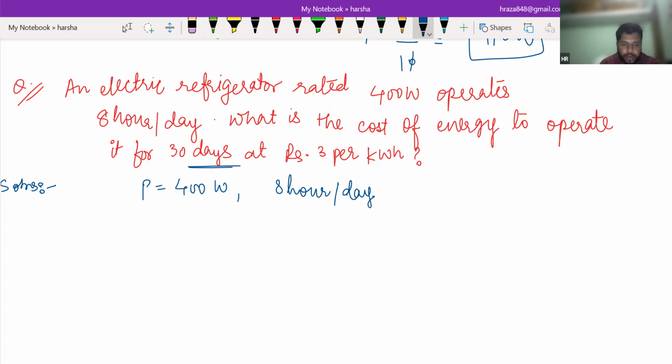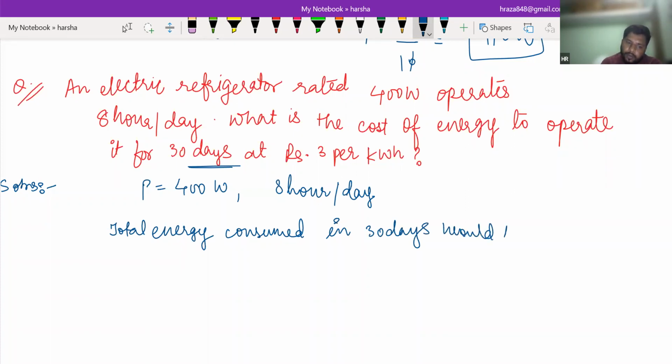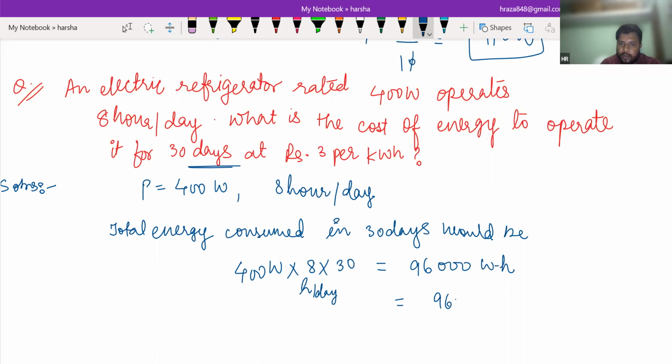So the total energy consumed in 30 days would be 400 watt and 8 hours per day for 30 days. So it will be 96,000 watt hour, which is going to be converted into kilowatt hour. So it will be 96 kilowatt hour. This is the total energy.